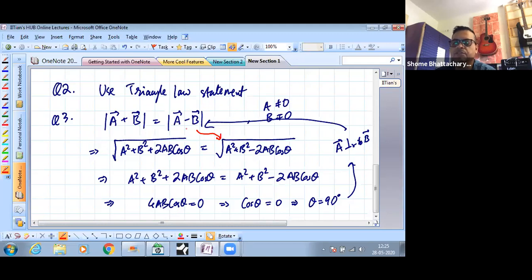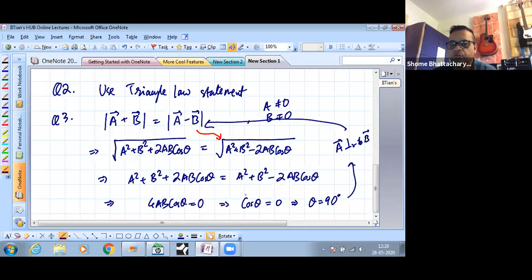Substitute A and B as 5 each, and mod of A minus B as 5 root 3, and solve just the way we have solved this by opening, squaring both sides and all that. There you will get the value of cos theta numerically. From that you will come to know theta. Try it out. If you can't work it out yourself, then I'll explain later.